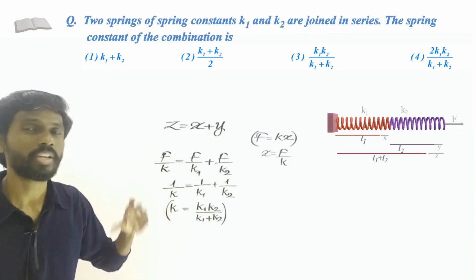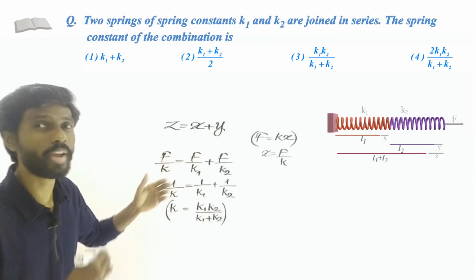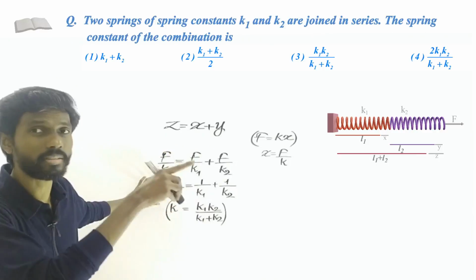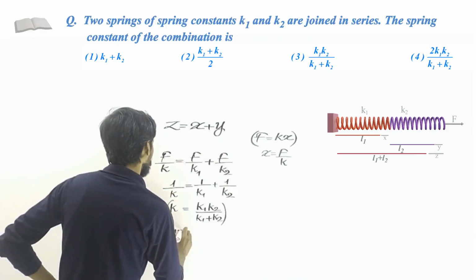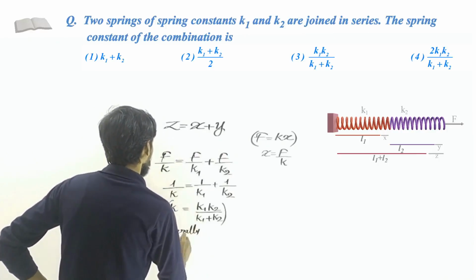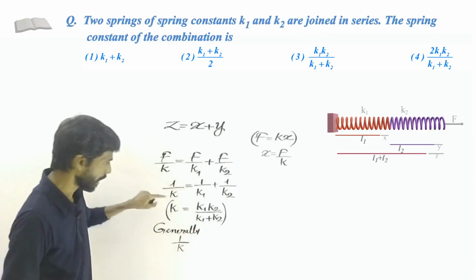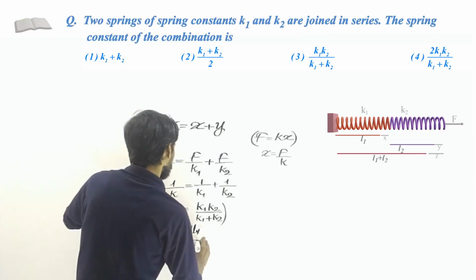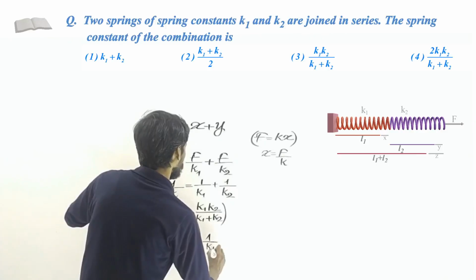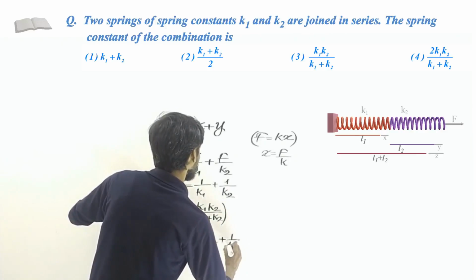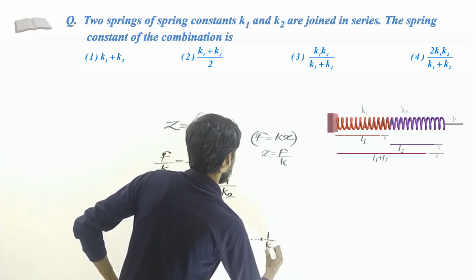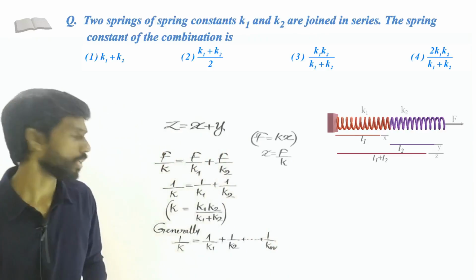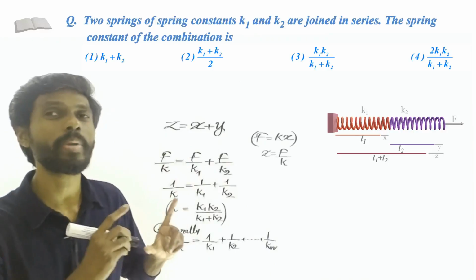Instead of two springs, if you join several springs, n springs, in series, connected like this, then generally this formula can be used. The effective spring constant: 1 by K equals 1 by the spring constant of the first spring, similarly for the second spring 1 by K2, and so on up to 1 by Kn.